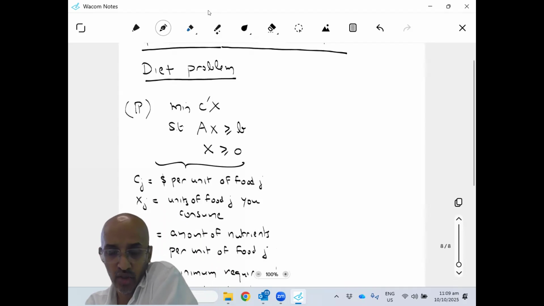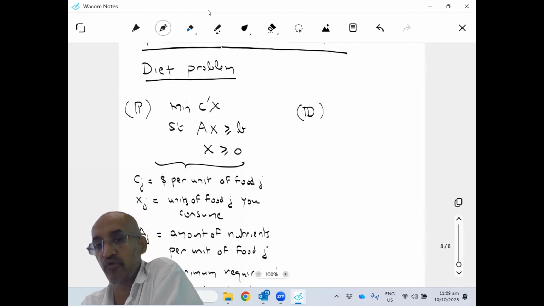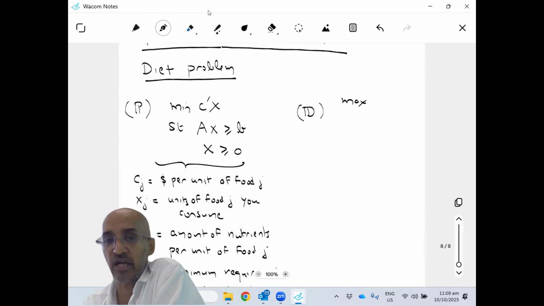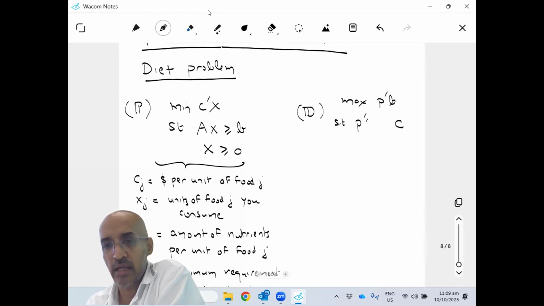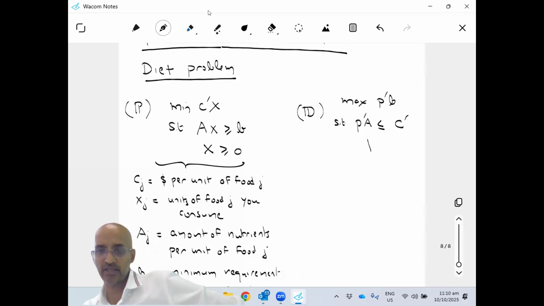Now let's write down the dual for this problem. Dual means there'll be a dual variable for each constraint, and since the primal is a minimization problem, this will be a maximization problem. The right hand side will go to the objective, and the objective will come to the right hand side. P transpose A will be less than or equal to C transpose. It is of this form because X is non-negative, and the P's here have to be non-negative variables.